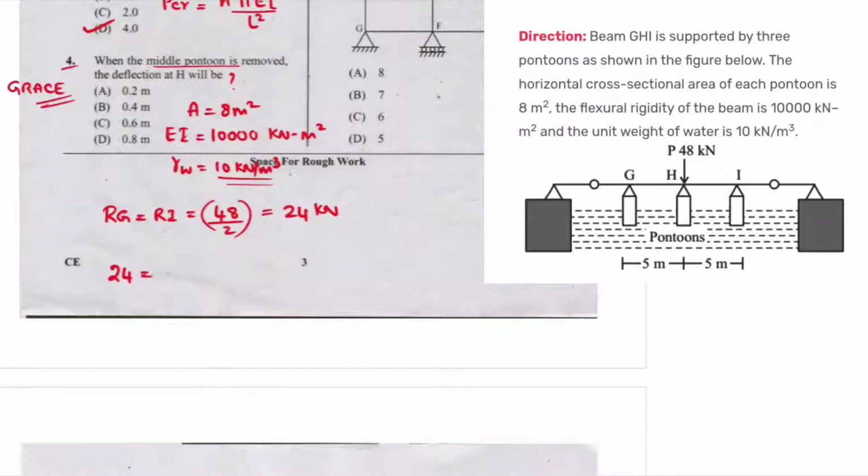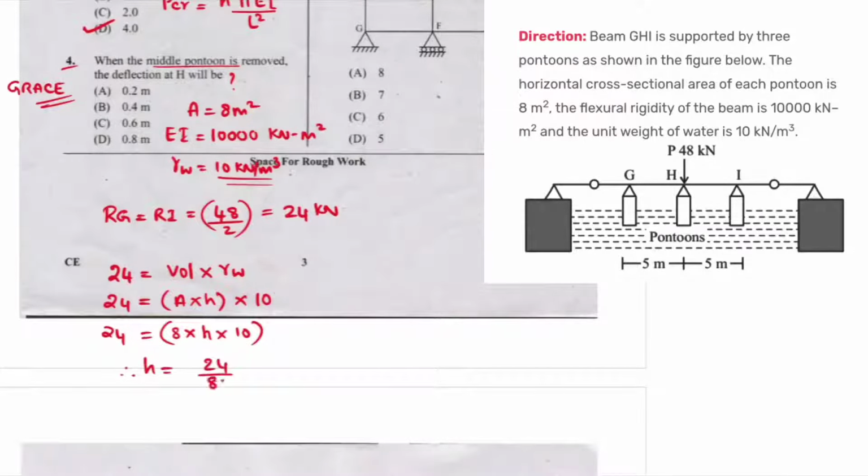According to flotation principle, reactions at support is equal to weight of the displaced liquid by pontoon. So 24 kilonewton is equal to volume of the water multiplied by unit weight of water. 24 kilonewton is equal to area multiplied by displacement of the pontoon, multiplied by unit weight, which is 10 kilonewton per meter cube. Area is given as 8 meter square. So 24 kilonewton is equal to 8 into H into 10. So height or displacement at point H is equal to 24 kilonewton divided by 80, which is 0.3 meter.